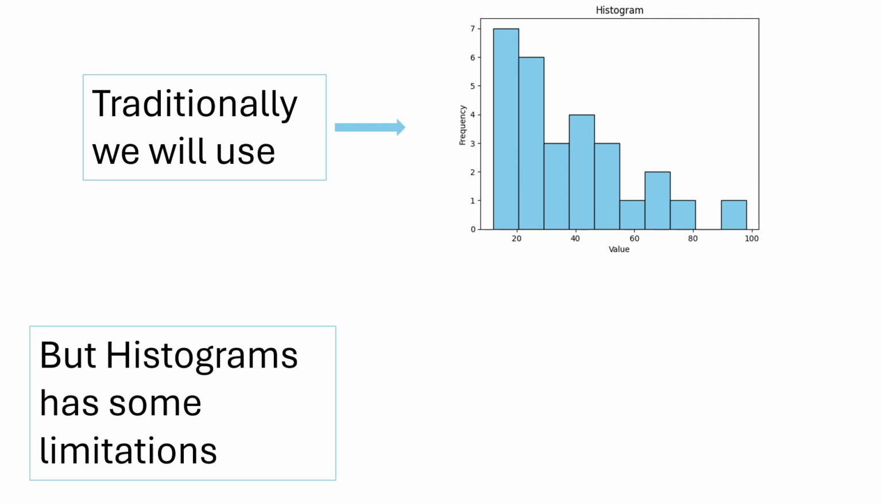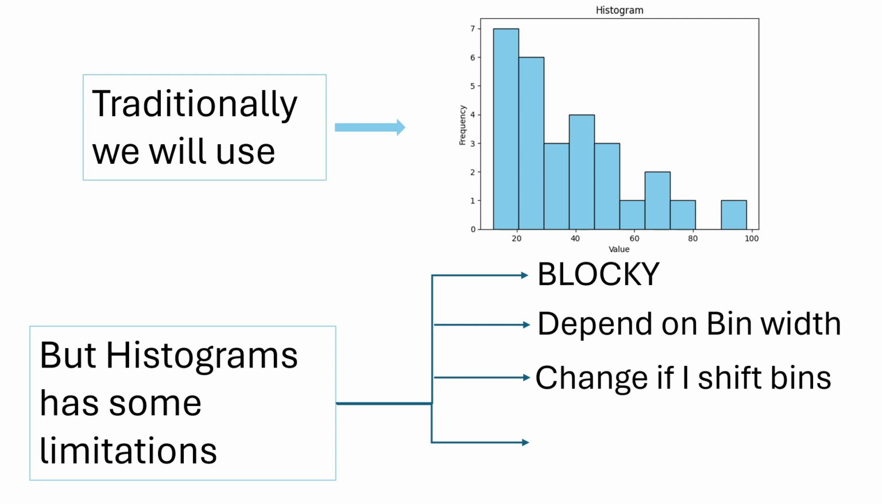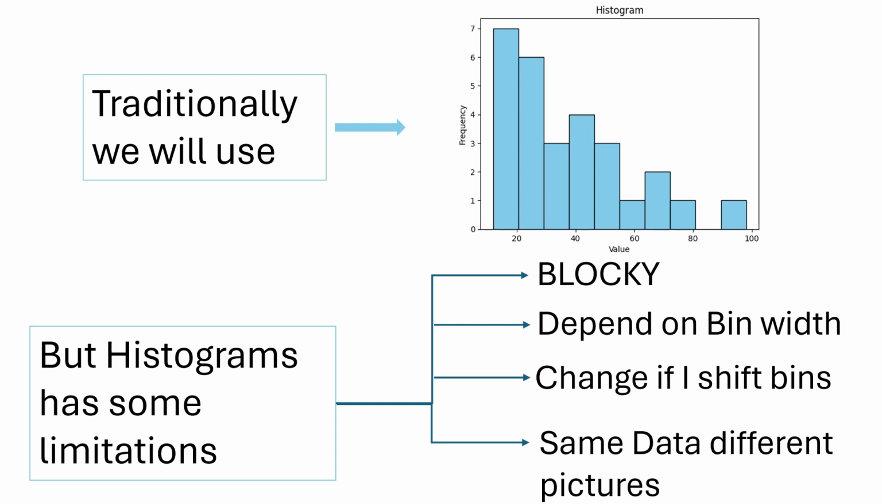Okay. But histograms have some problems. What problems do they have? They are blocky. Each data point is represented as blocks. They depend on bin width. If we change the bin width, the histogram will look different. And they change if I shift bins. Same data but different pictures. If, let's say, we have a data set and we give two different people the task of drawing its histogram, then most of the time the histograms are going to look different.